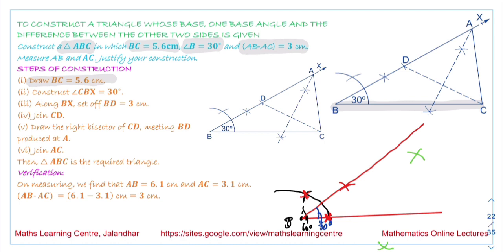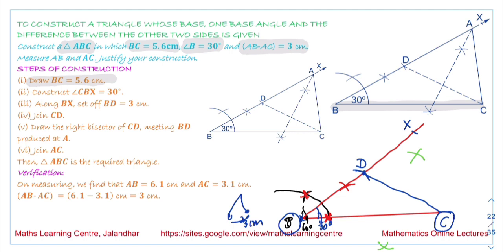Now we name this angle of 30 degree, this line, as BX. And on this BX, we are marking a point D at a distance of 3 centimeter from B. So what we are going to do, we will open the compass with the radius of 3 centimeter. We will keep the tip of the compass at B and we will mark an arc over here, and this point will be D. Now this is point B and this is point C, and we will join these two points C and D.